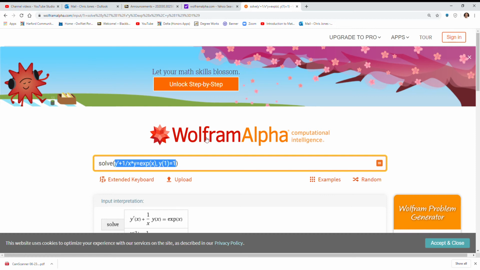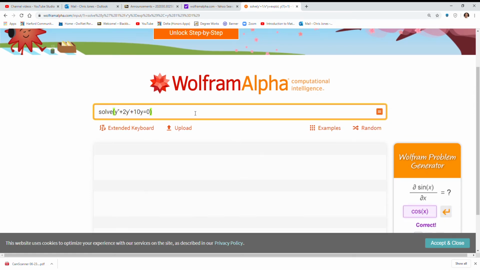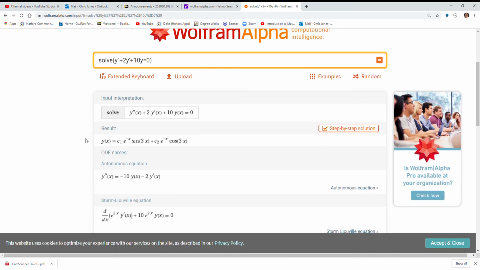What about a second order? How about this one? y double prime plus 2y prime plus 10y equals 0. So just a second order homogeneous equation. Now remember, we had to make a characteristic equation, and then we had to factor it, or if it was not factorable, we had to use the quadratic formula, and so on. Notice right away, it solves it.